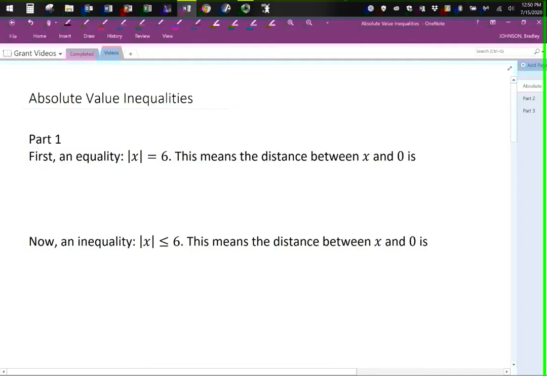Hello, my name is Professor Johnson, and today I will talk about absolute value inequalities. This first part will be just an intro working with absolute value.